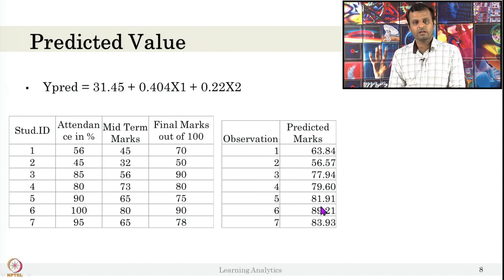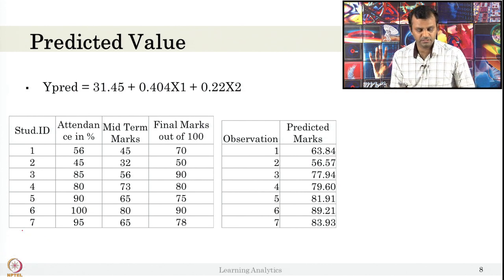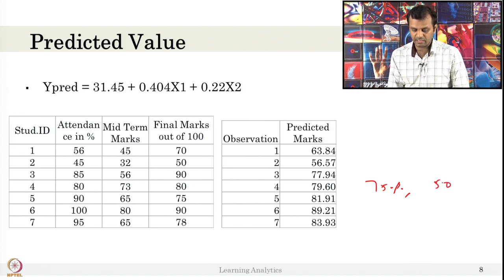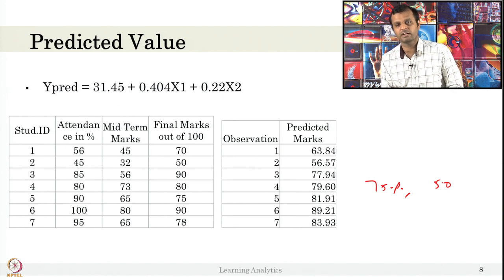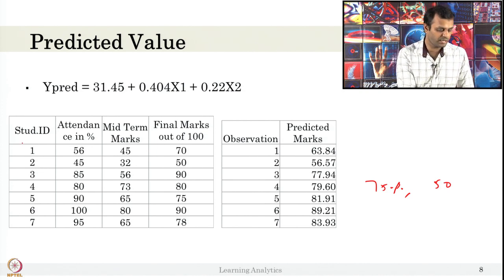Now, using this model, it is very interesting if you want to predict for some student, where you have no idea about the student, the student has 75% attendance, and also scored midterm marks, say 50. So, what will be that student's performance? So, consider this data, this particular data, this old table.